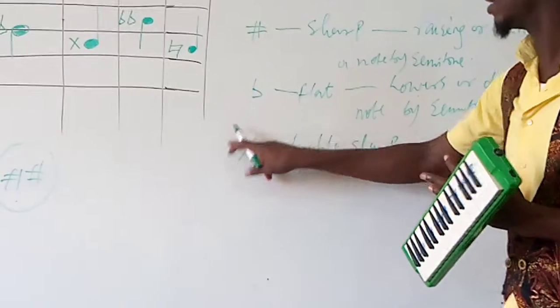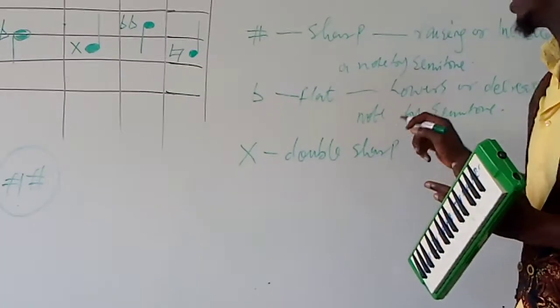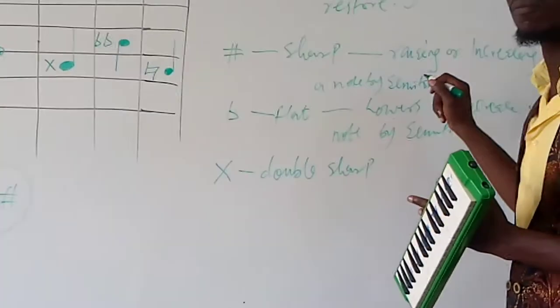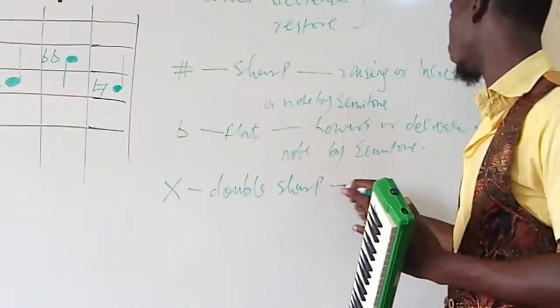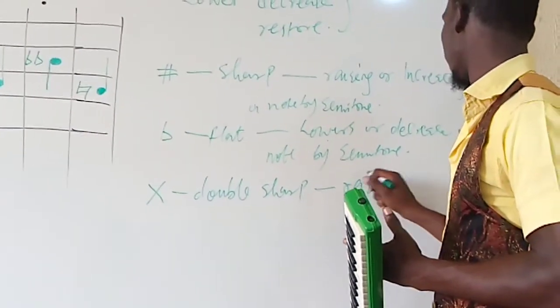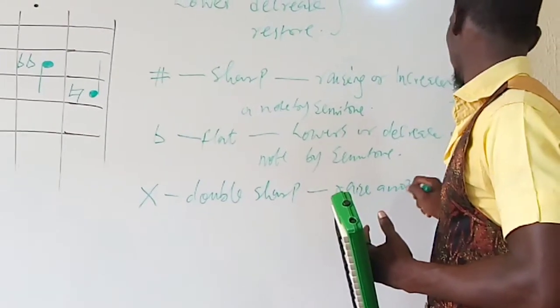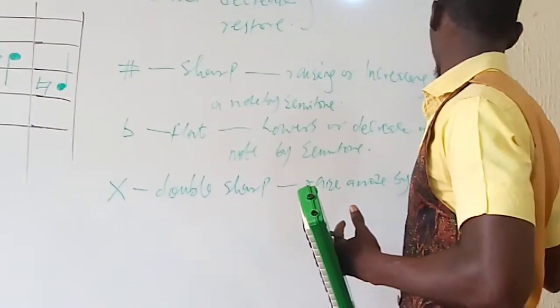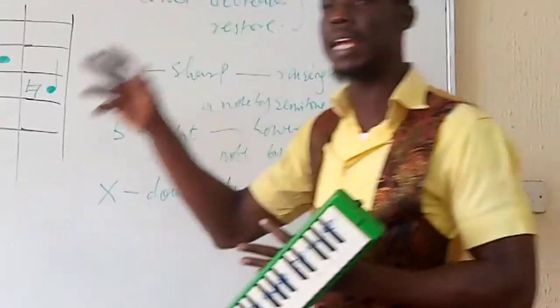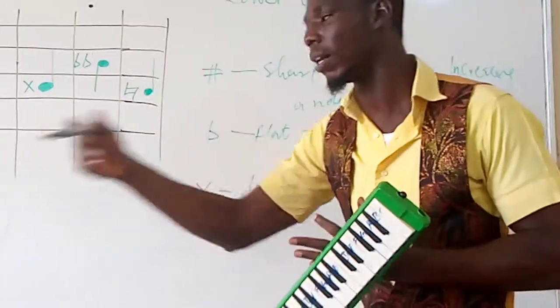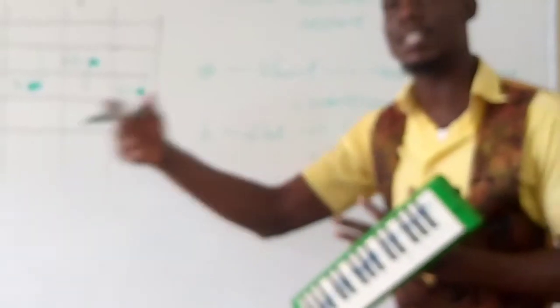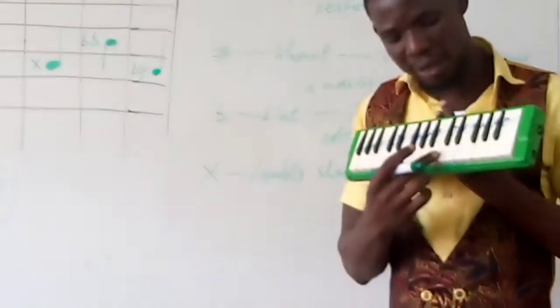Now, as the name implies, double sharp means it raises a note, not by a semitone, but by a tone. It raises a note by what? A tone. I've explained what a tone is in our previous classes, but I would still like to talk about it. A tone is the largest distance between two notes.